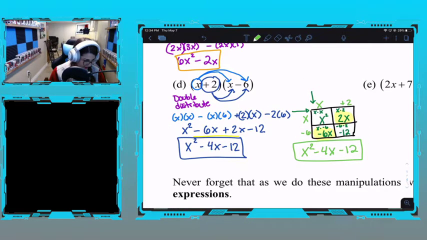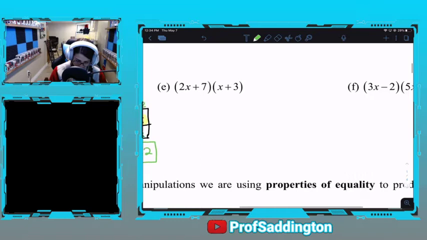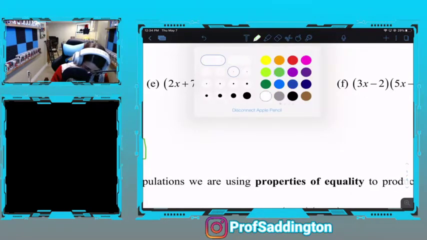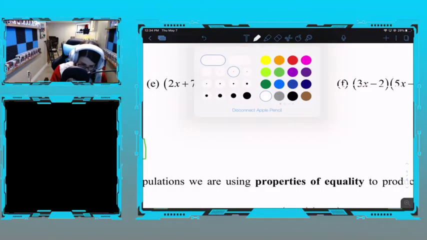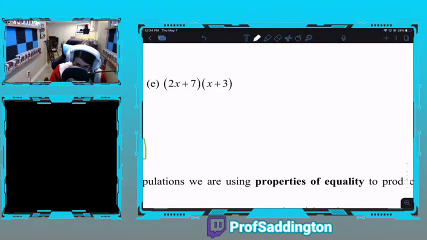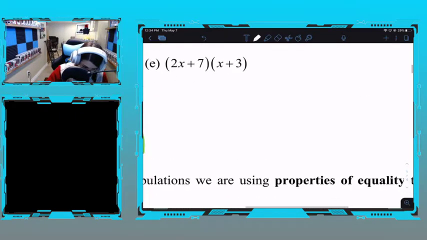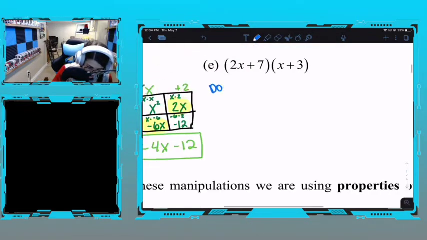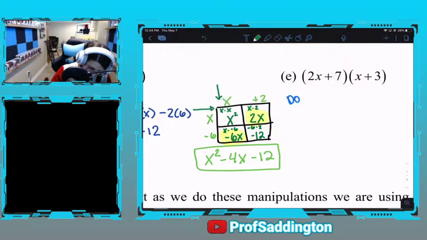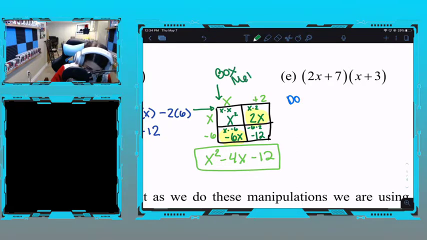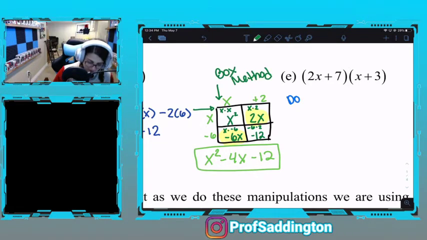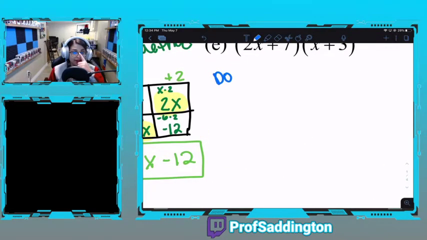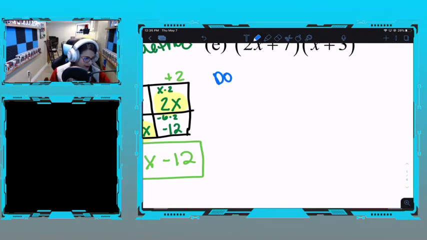So let's try another one. Let's do example E. I'm going to cross off example F just so I'm not squishing myself for space there. So we're going to do example E. Okay, so again, I'm going to show you, oh, I forgot to label that. Shame on me. This is the box method. So we're going to do double distributive method first, then box method, and we should get the same answer no matter what.